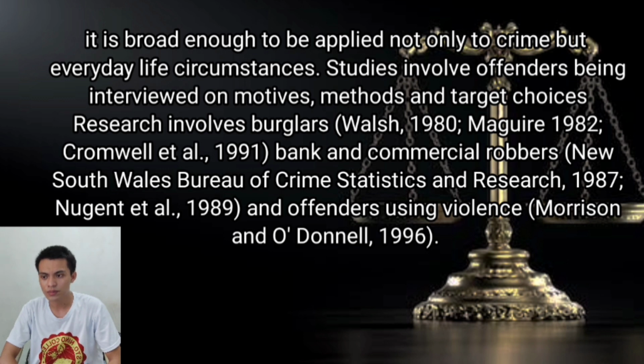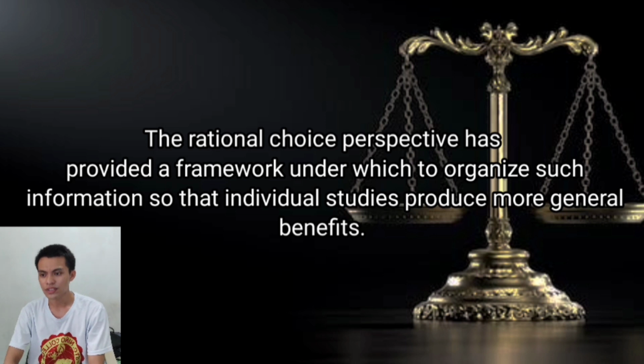Studies involved offenders being interviewed on motives, methods, and target choice. Research involved burglary in 1980, murder in 1982, bank and commercial robberies, the New South Wales Bureau of Crime Statistics and Research, 1987, Nagli, 1989, and offenders using violence, Morrison and O'Donnell, 1996. The rational choice perspective has provided a framework under which to organize such information so that individual studies produce marginal benefits.